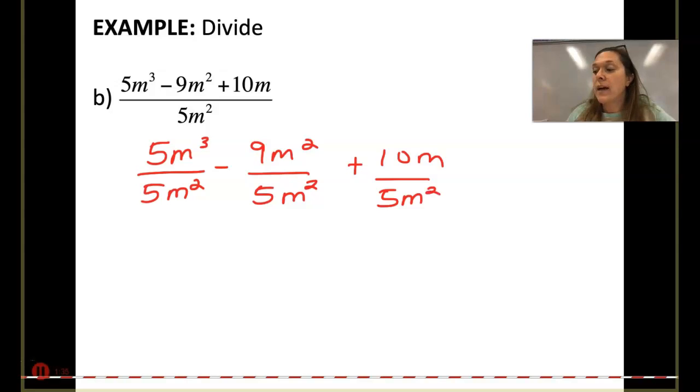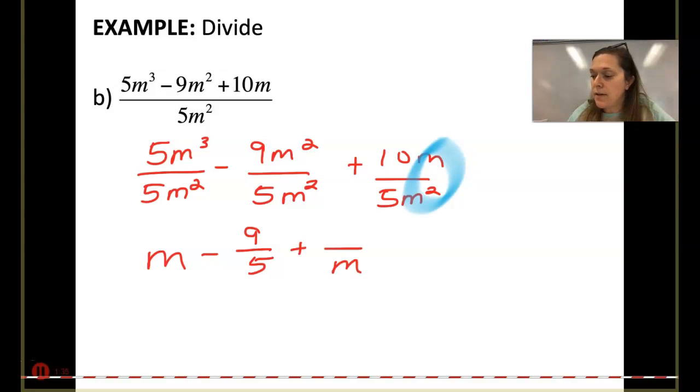So now let's simplify. 5 divided by 5 right here would go to 1 and cancel out. If we look at m to the third divided by m to the second, remember we subtract those exponents. So I would just be left with m in that first fraction. In the second one, your m squareds would cancel out, and you would be left with 9/5. And for the last one, if you look at your m's, you would be left with 1m in the denominator, and 10 divided by 5 is 2.